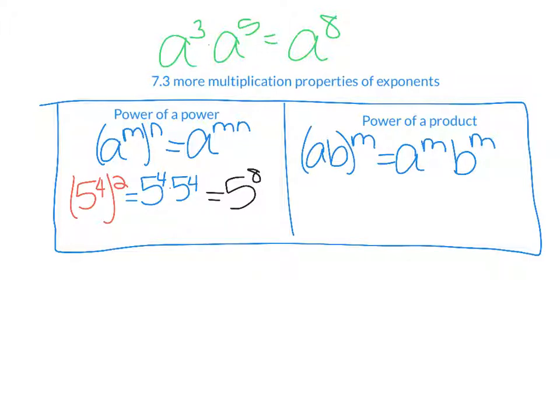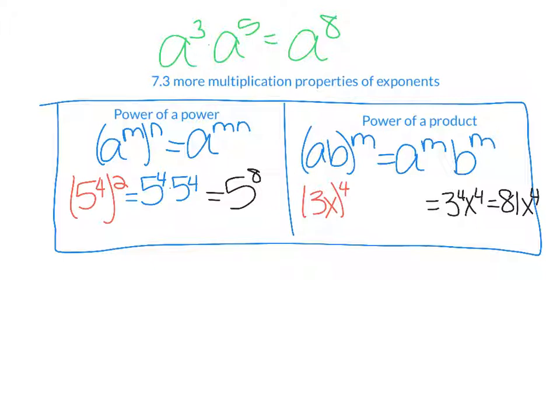And once again, we want to understand why this works. So if I have 3x to the 4th power. Now my rule says this is the same thing as 3 to the 4th power times x to the 4th power, or if I simplify that out just a little bit, it would be 81x to the 4th.